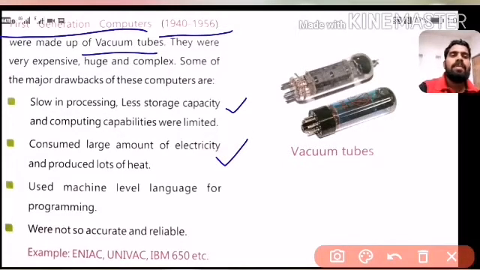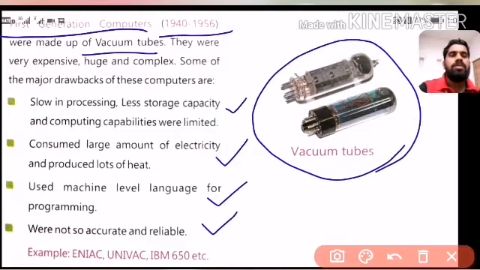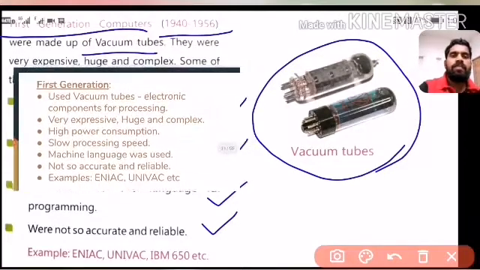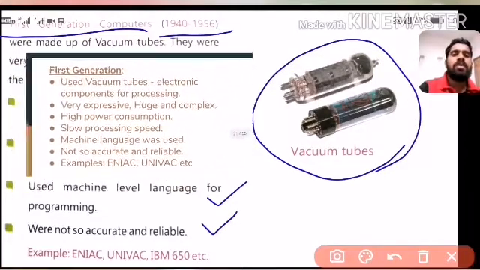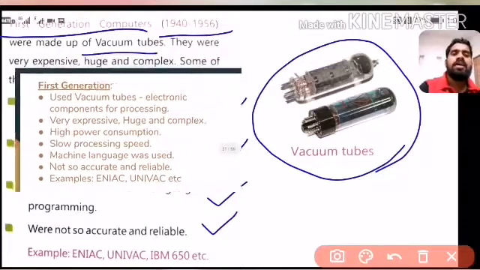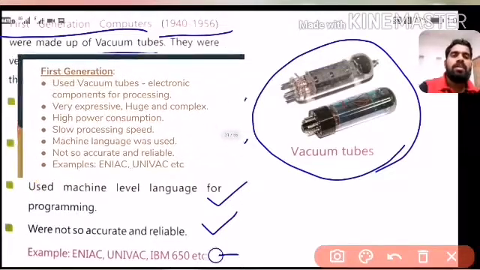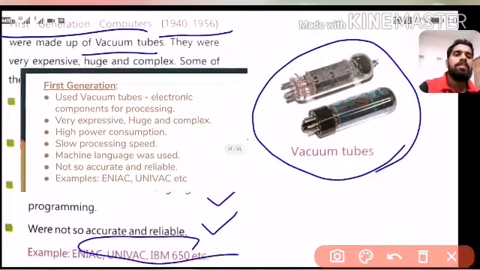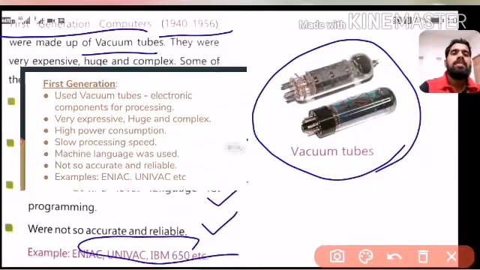These computers used machine level language for programming, and they were not so accurate and reliable. So in the first generation, vacuum tubes were used. Examples for the first generation computers: ENIAC, UNIVAC, and IBM 650.